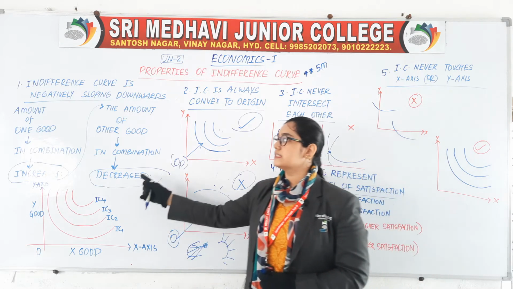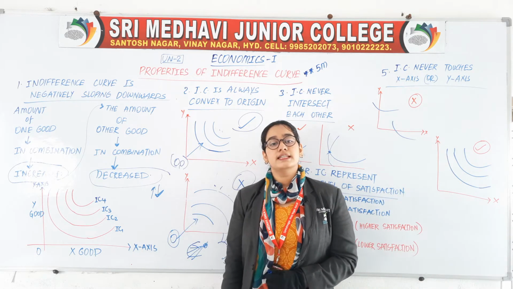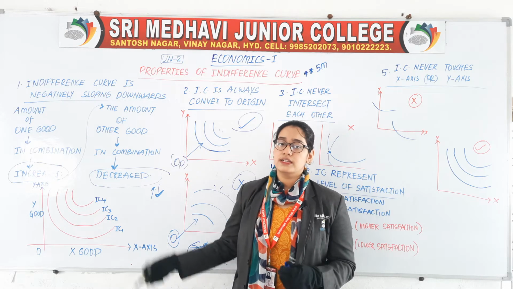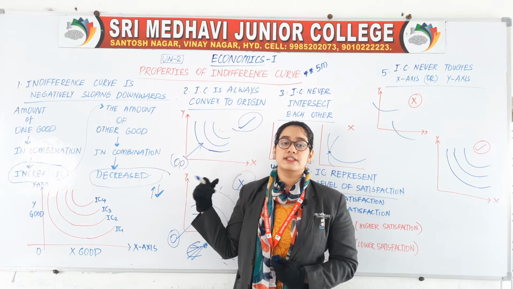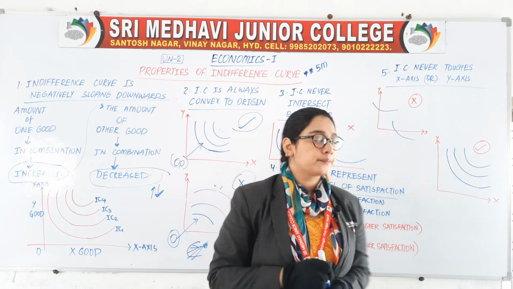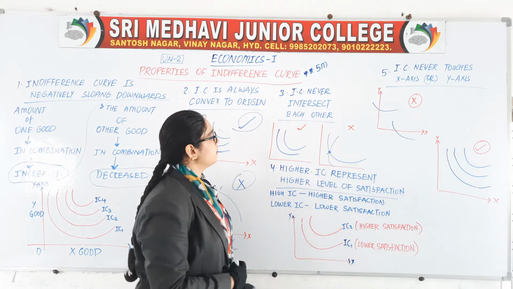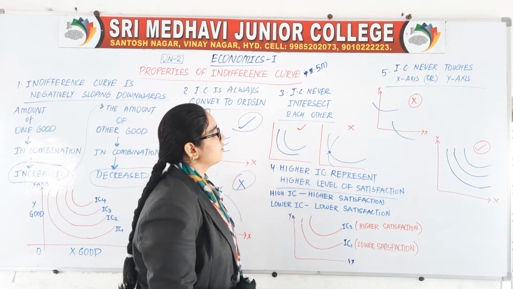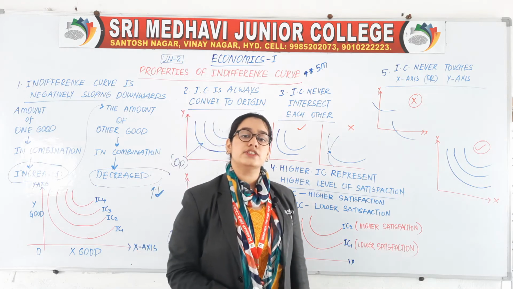First property: the indifference curve is always negatively sloping downwards. Second: the indifference curve is always convex to the origin. Coming to the third point, indifference curves never intersect each other.